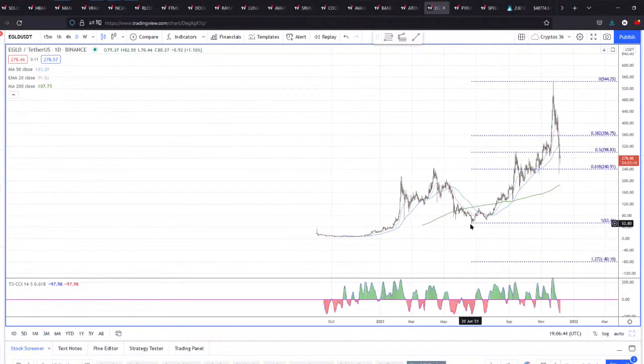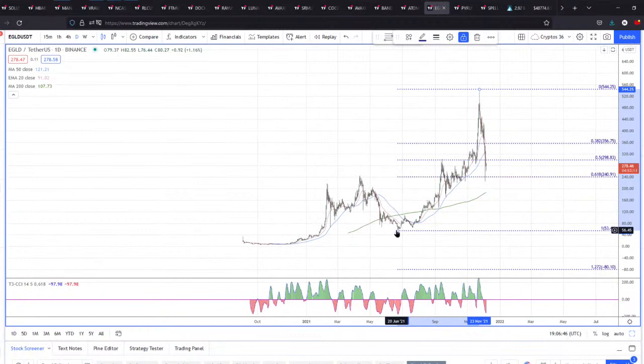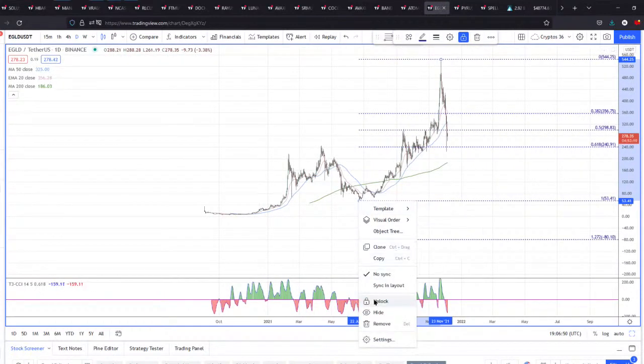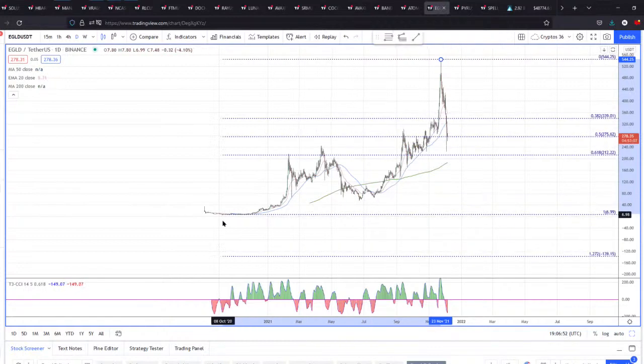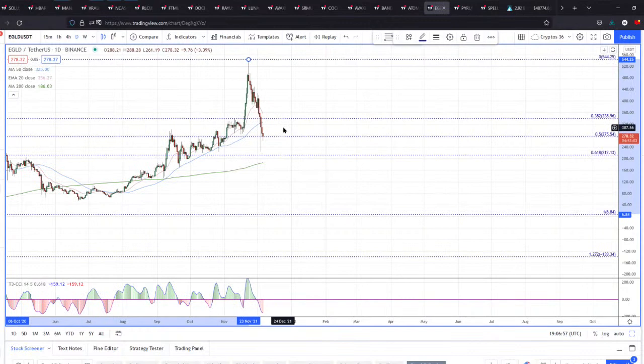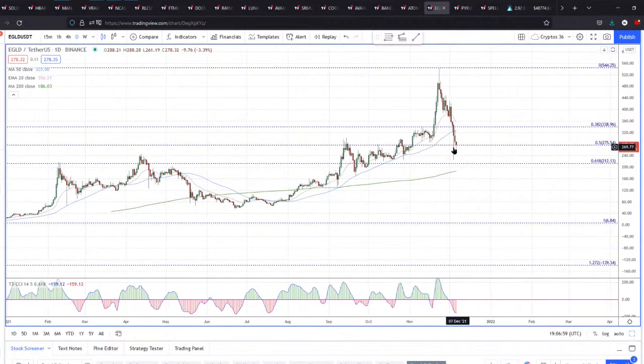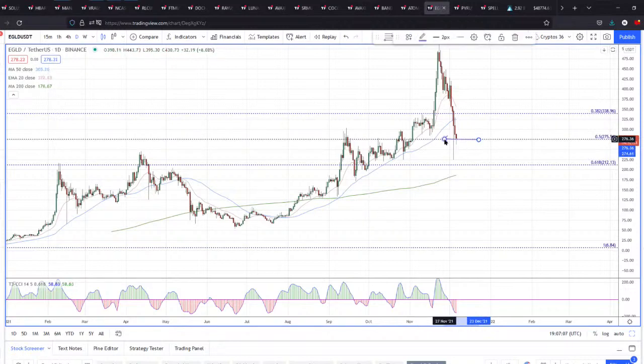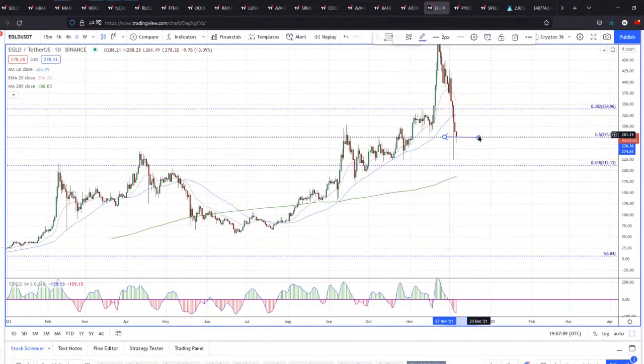So if I go from the all-time lows to the all-time highs, here we are sitting, holding, not closing below the 50% retrace. That's always going to be an exciting level of interest. So here we are sitting on it at 275.